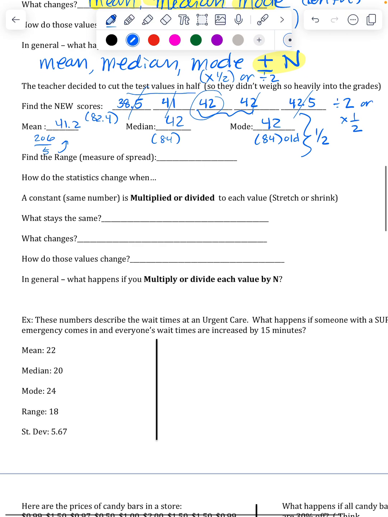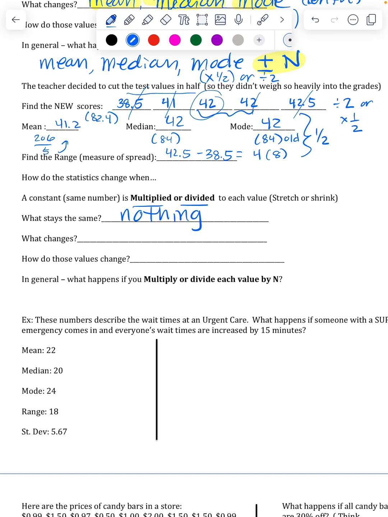But what's going to be different now is if I find the range, I'm taking my highest value and subtracting my lowest value. And when I do that, my range is now 4 and the old one was 8. So that's actually half as well. With adding and subtracting, it didn't change the range, but with multiplying and dividing, it does, because you're shrinking it all down. So when a constant is multiplied or divided, not added or subtracted, what stays the same? And the answer is nothing.